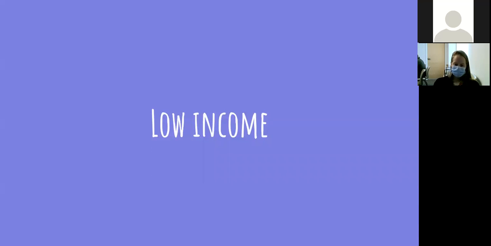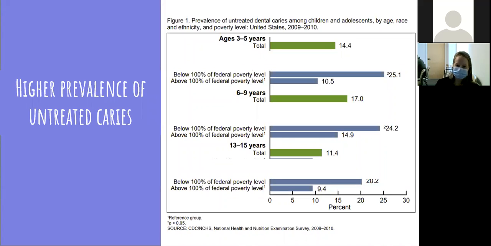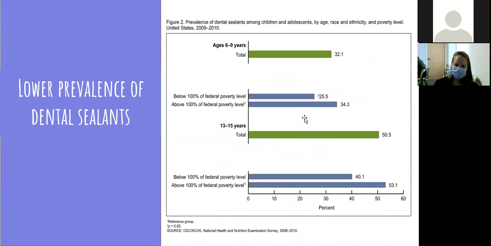The next group that I wanted to talk about are children who come from low-income families. This again is the data from the CDC that looks at the rates of untreated caries. And again, in every age group, the kids who were below the federal poverty level were twice as likely to have untreated caries compared to their age-matched peers above the federal poverty level. And just like racial and ethnic minorities, they were also less likely to have dental sealants than their peers above the federal poverty level.